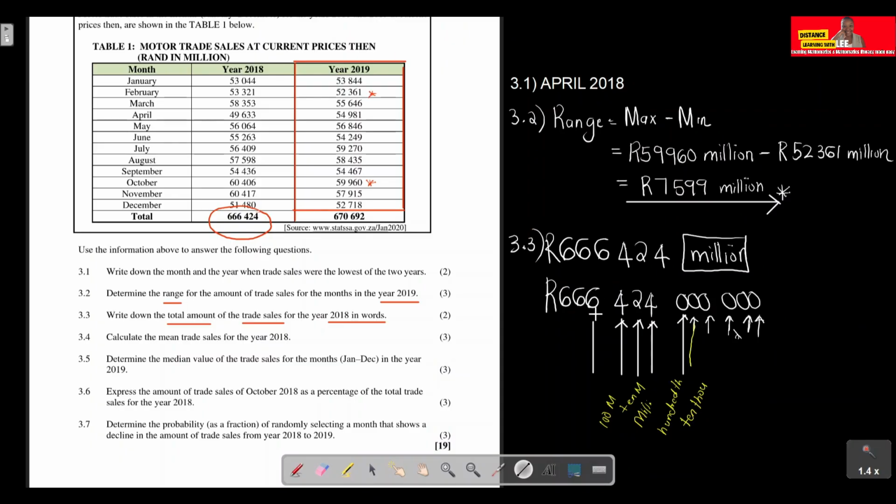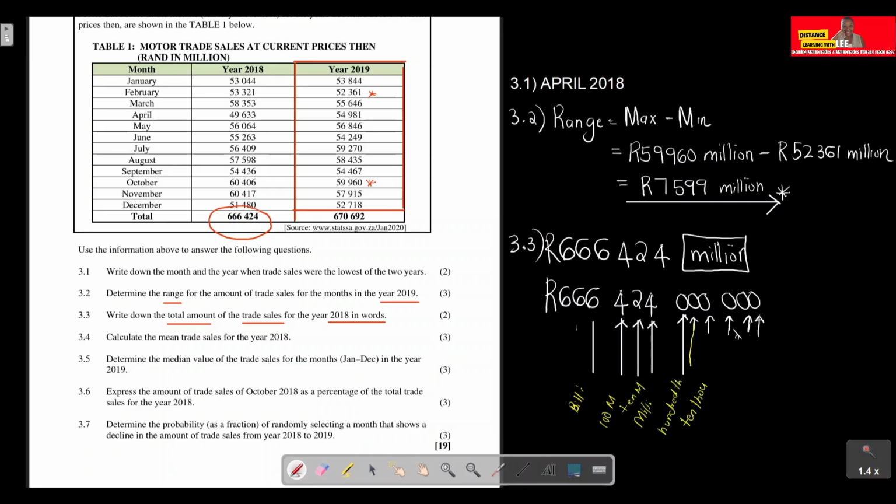What happens with this 6? What is the place value of this 6? How many digits do we have before the 6? We've got 1, 2, 3, 4, 5, 6, 7, 8, 9 digits. Since we've got 9 digits, that tells us that in this case we are dealing with a billion. So this is in the place value of a billion.